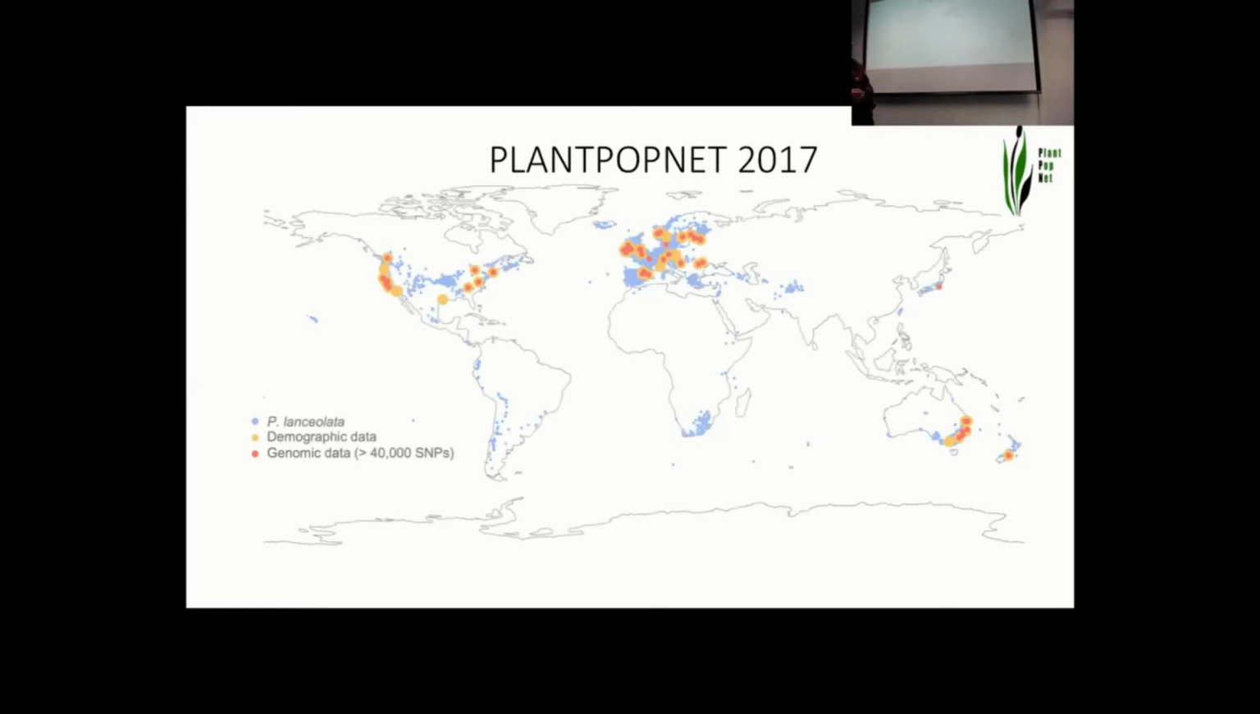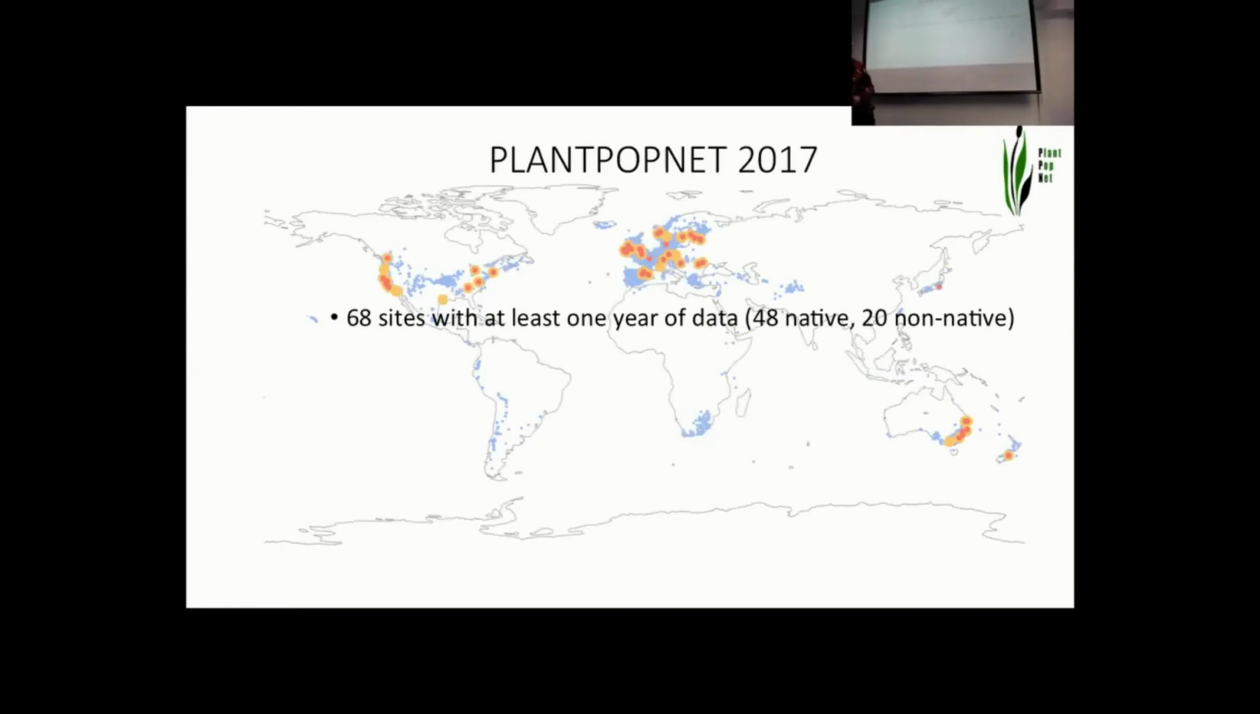So just 3 years later, it's grown hugely, beyond my wildest dreams. I have pretty wild dreams. This is beyond them. We have 68 sites with at least 1 year of data, so 48 native sites and 20 non-native sites, which is just fantastic. My wildest dreams, I thought, if we can get 30 sites, that would be great, because 30 seems to be a magic number in ecology. If we got 50 sites, that would be awesome. 68 sites is just fantastic.